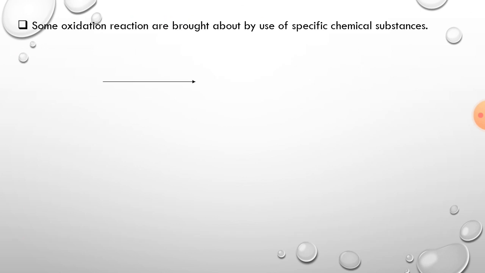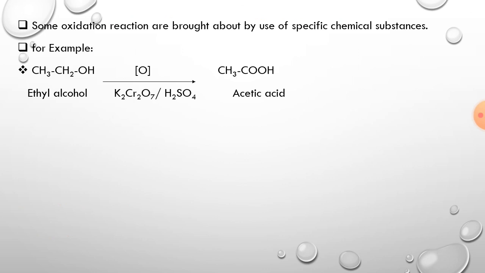Okay, some oxidation reactions are brought about by the use of specific chemical substances. For example, here ethyl alcohol in the presence of K2Cr2O7 and H2SO4, and above the arrow mark, O in brackets is written. What does that mean? That means nascent oxygen. It is called nascent oxygen. Okay, it will give what?